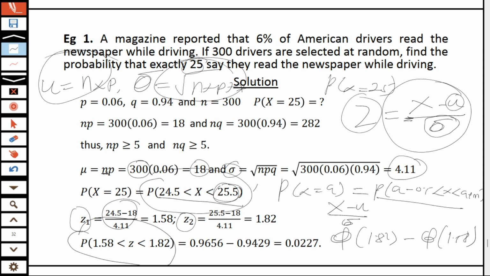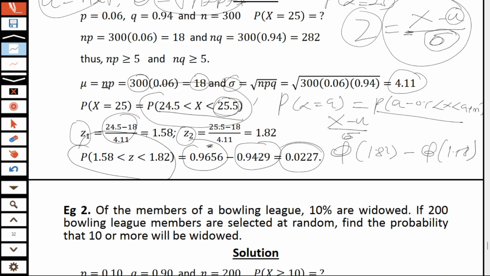So phi of 1.82 gives us the probability 0.9656, and phi of 1.58 also gives us its probability. We subtract one from the other to get 0.0227. So this is our probability for the question above. So let's go to the next question.